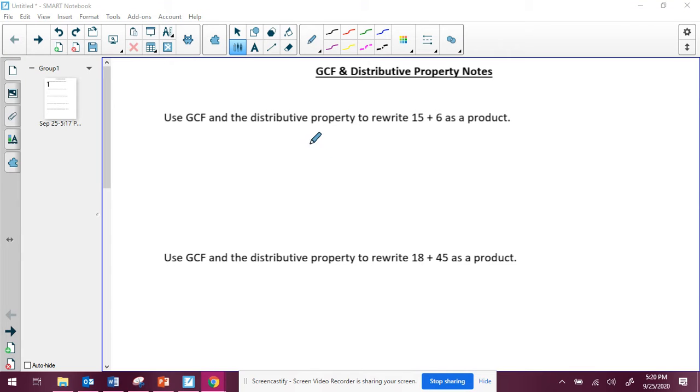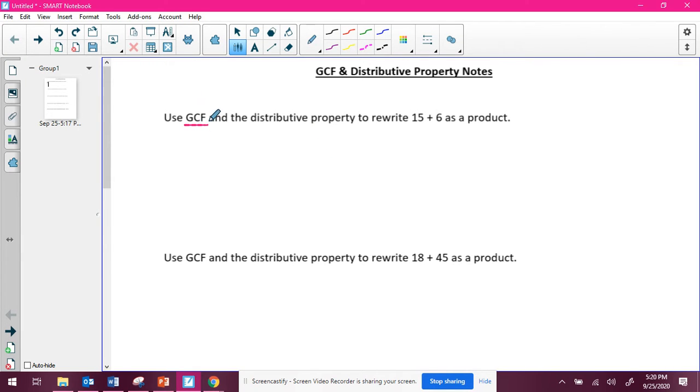GCF and the distributive property. We're going to use the GCF and the distributive property to rewrite the expression 15 plus 6 as a product. And that means we're going to need to put parentheses in. So we're going to start like we always do, and we're going to find the GCF of 15 and 6.